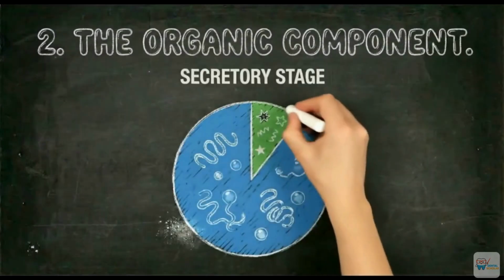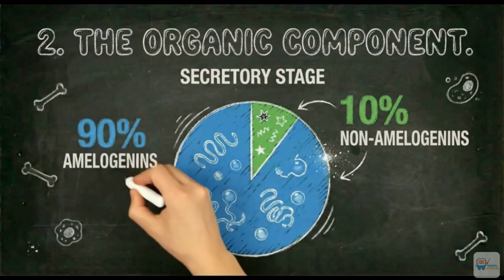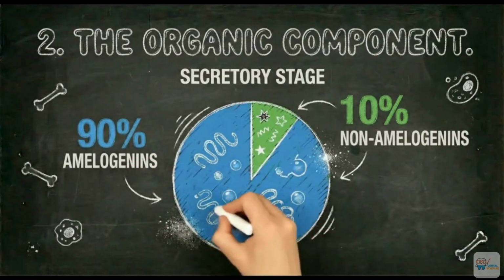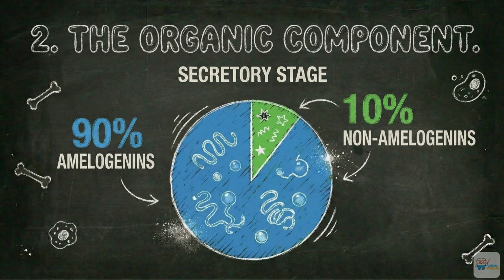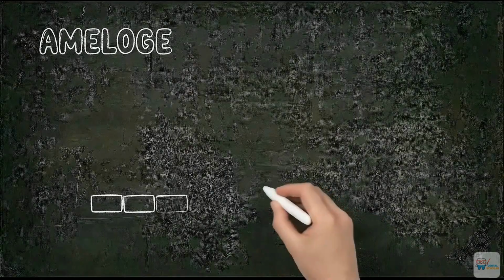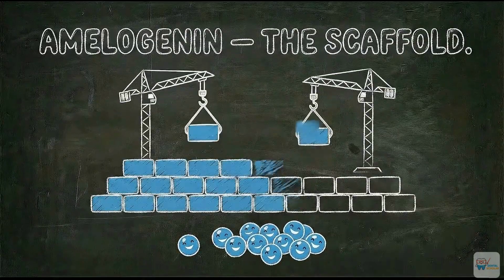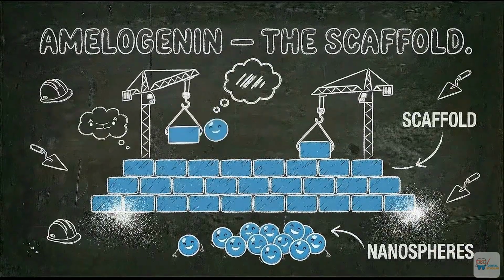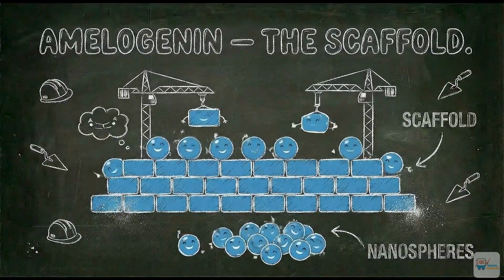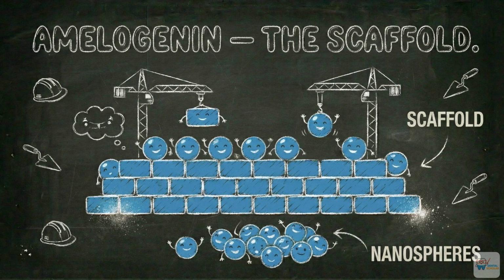Next is the organic matrix. Though it forms only 1% in the mature enamel, these proteins are essential for its formation. During the secretory stage, they are divided into amelogenins and non-amelogenins. The amelogenins comprise about 90% and non-amelogenins about 10% during the secretory stage. Amelogenin is the primary structural protein. It is hydrophobic and it assembles into nanospheres, acting as a scaffold that controls the crystal spacing and thickness. So it regulates the growth of the hydroxyapatite crystal.